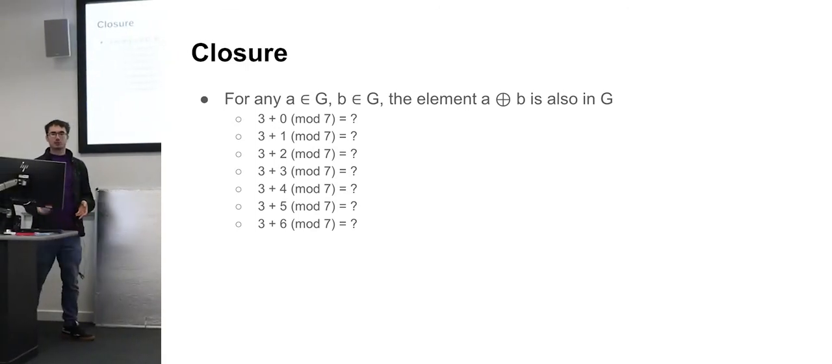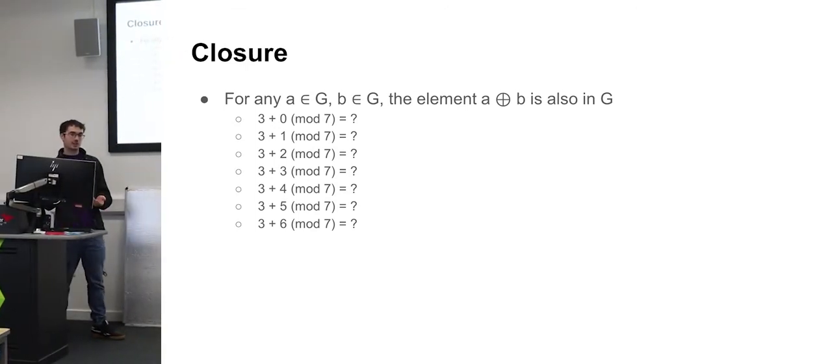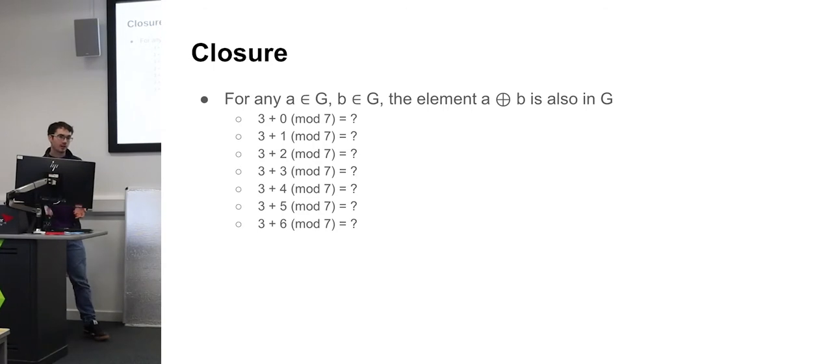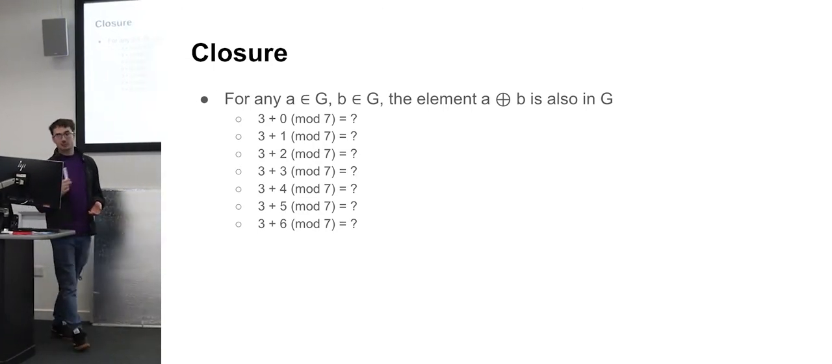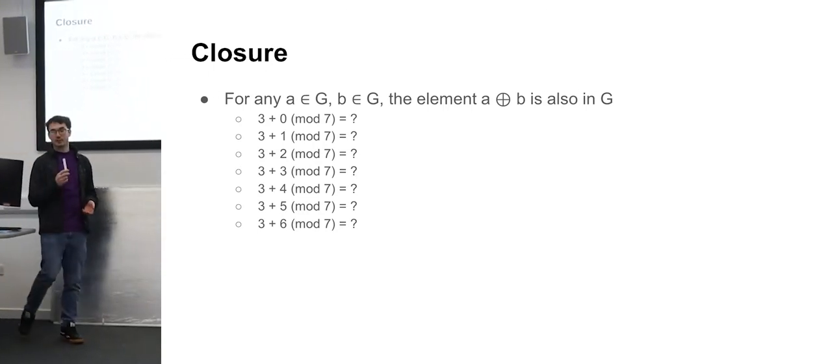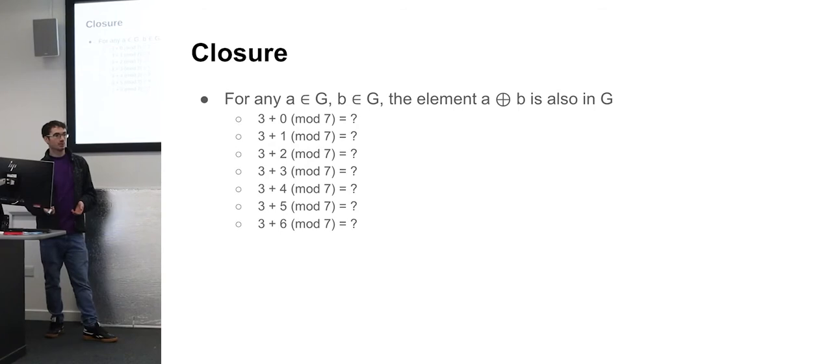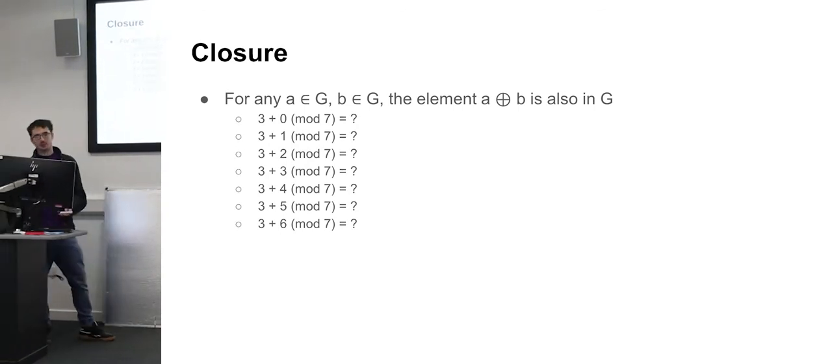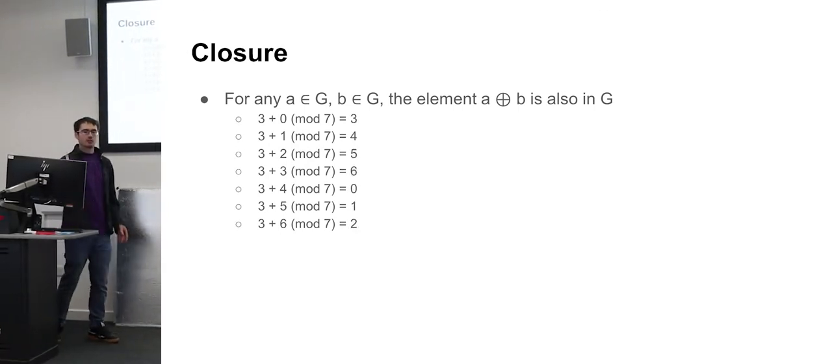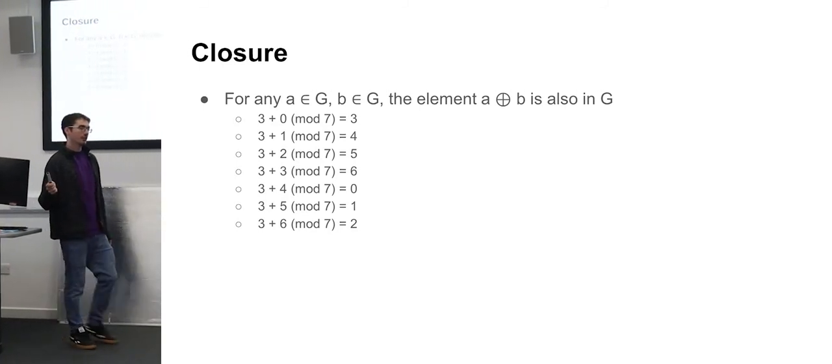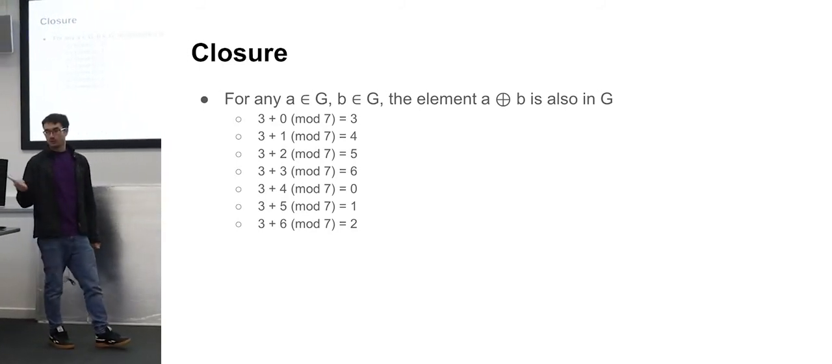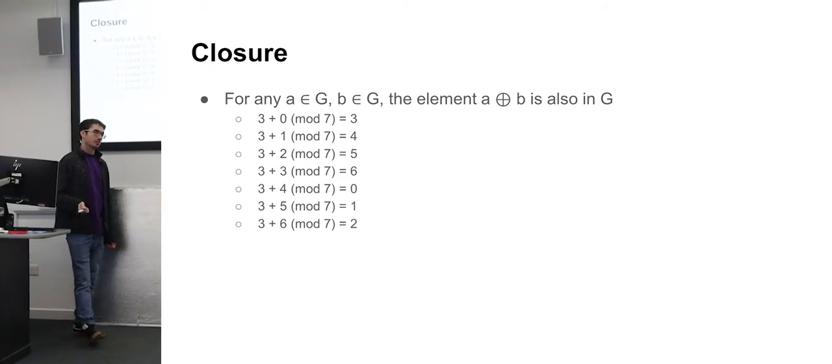So, for example, 3 plus 0 is 3. 3 plus 1 is 4. 3 plus 2 is 5. 3 plus 3 is 6. 3 plus 4 is 0. 3 plus 5 is 1. 3 plus 6 is 2. Do you see what I mean? There's nothing I can add to 3 from the group that's not going to get me back into the group.